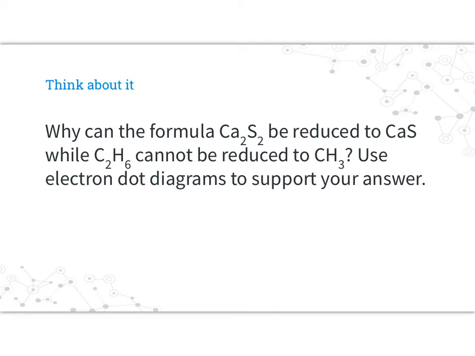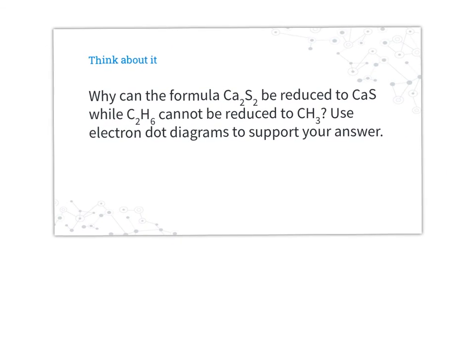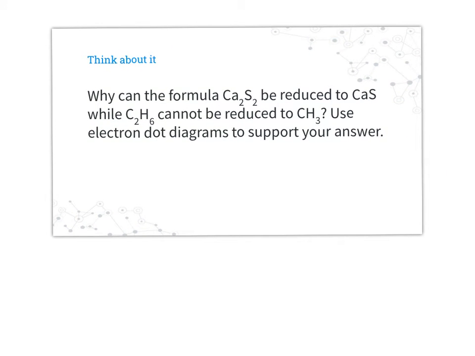Why can the formula CaS2 be reduced to CaS, while C2H6 cannot be reduced to CH3? Use electron dot diagrams to support your answer. Well, calcium, if I draw 2 calcium ions and 2 sulfur atoms, I would have something like this.